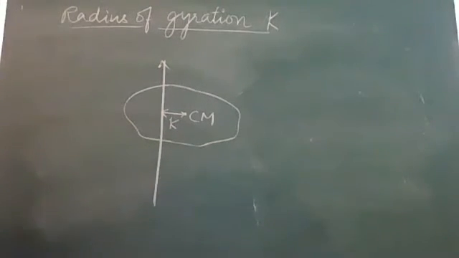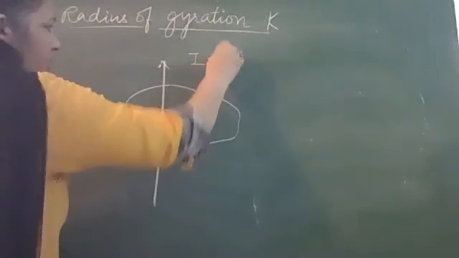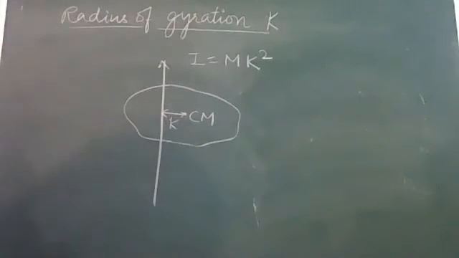Write the first definition first. Write down radius of gyration. It is the distance of the center of mass of a rigid body from the axis of rotation. So we can write the moment of inertia of this object as Mk square, where M is the mass that is concentrated at the center of mass, and k is its distance from the axis of rotation.